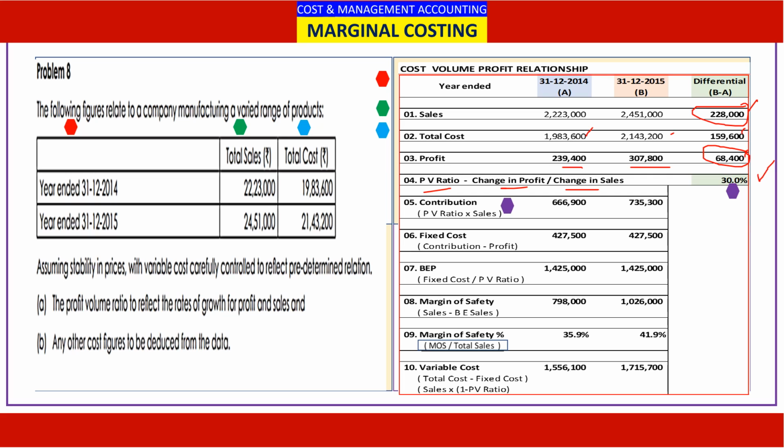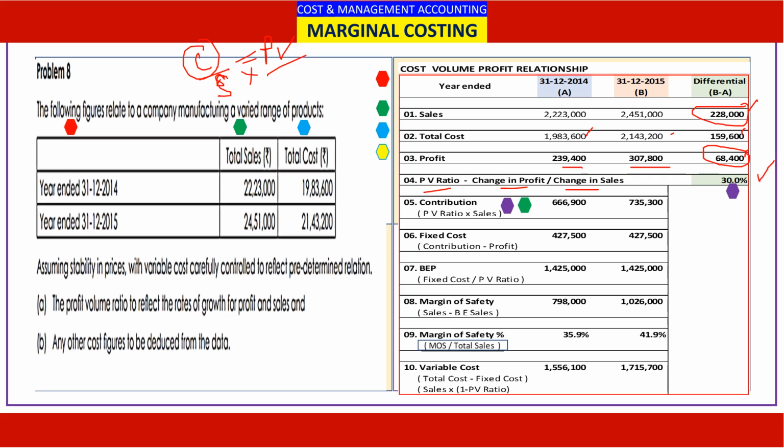Once we have the PV ratio, we can derive the contribution. How do we do it? PV ratio is nothing but contribution divided by sales. Now, when I have got the PV ratio and the sales, if I multiply the two, I will get C. C equals PV ratio into sales. PV ratio is 30%. Sales is 22,23,000. Multiply the two, you get 6,66,900. For the other year, 30% of this is 7,35,300.